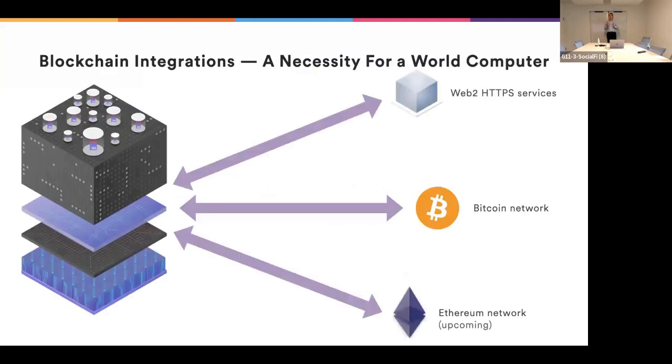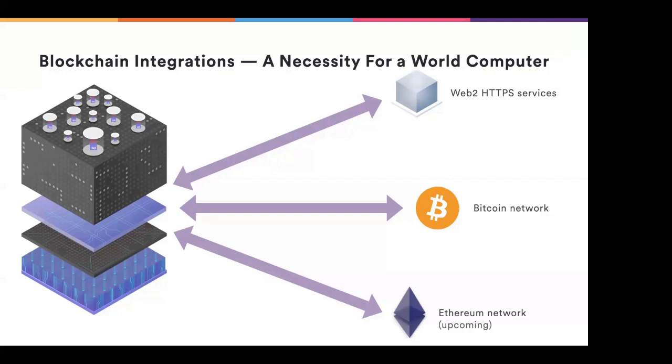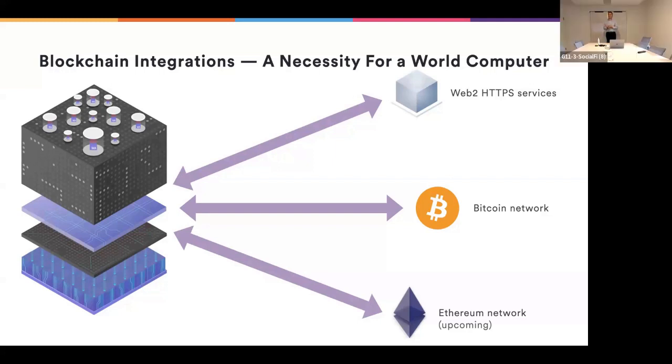So now, looking at the Internet Computer as the case study today, it has already integrated with the Web2 world, thanks to the HTTP outcall feature, which means it can call web APIs on the traditional web. And it has already integrated with the Bitcoin network in a trustless way. And what's upcoming is an Ethereum network integration.